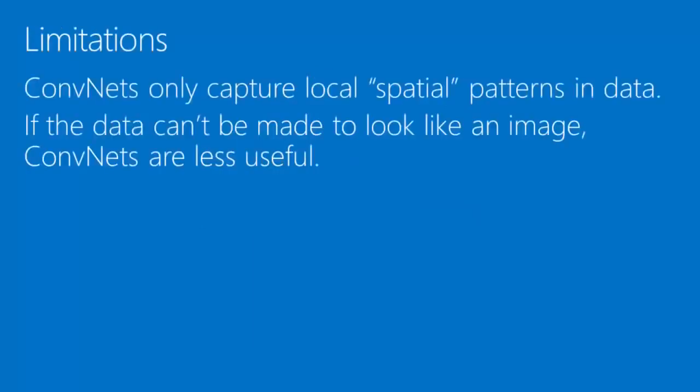Now, the other side of this limitation of convolutional neural networks is that they're really designed to capture local spatial patterns. Spatial in the sense of things that are next to each other matter quite a bit. So if the data can't be made to look like an image, then they're not as useful.